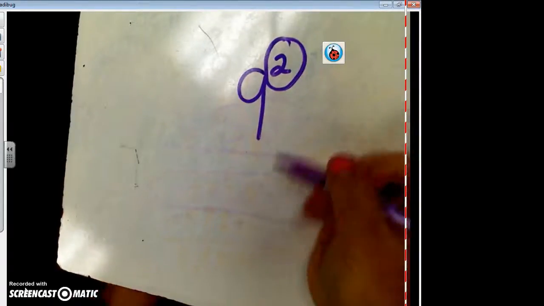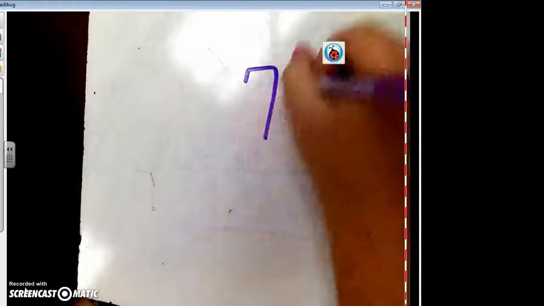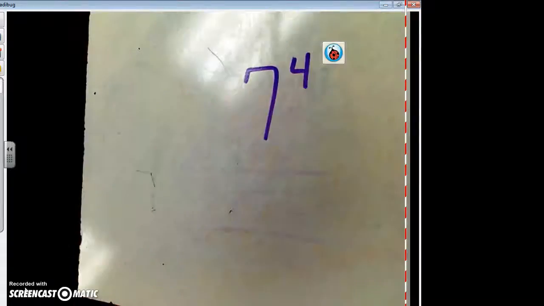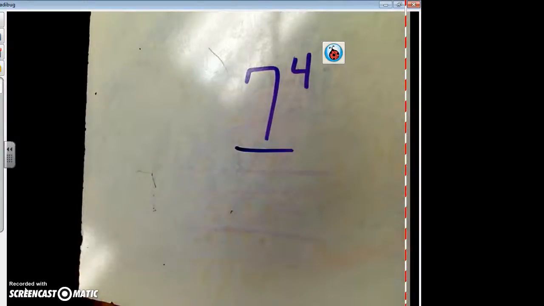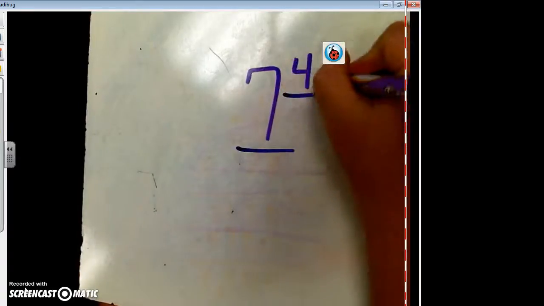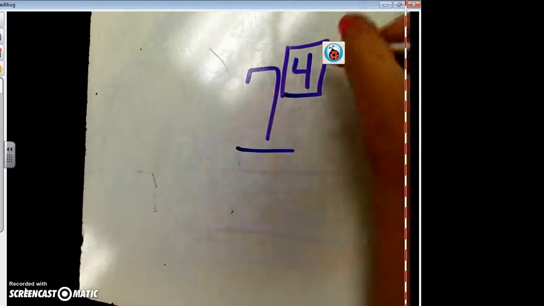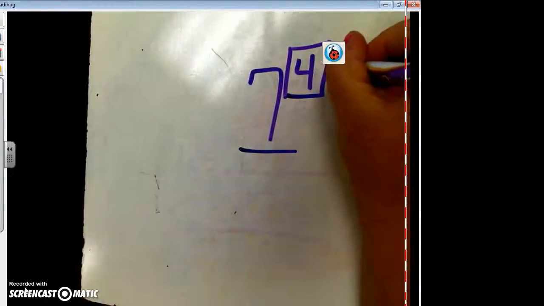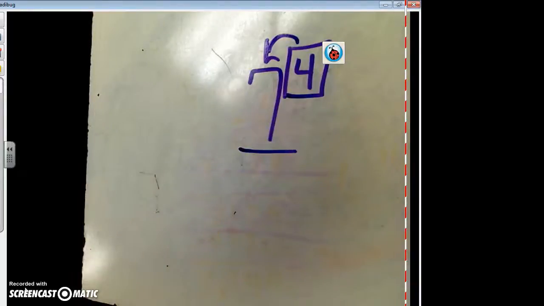All right, when I look at a number that has an exponent, first of all, my whole number, it doesn't matter what it is. I could have 7 to the 4th. Okay? Eyes up here. 7 is called my base. Okay? This little guy is called my exponent. This guy, he's kind of like the king. He's in charge because he's going to tell the base what to do. He's almost like the coach.